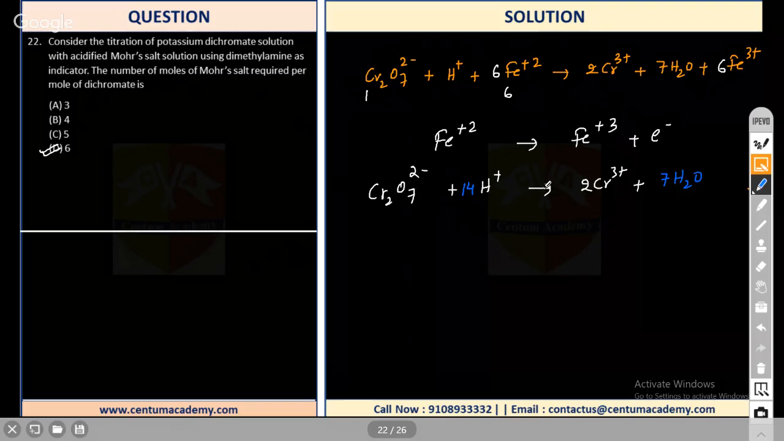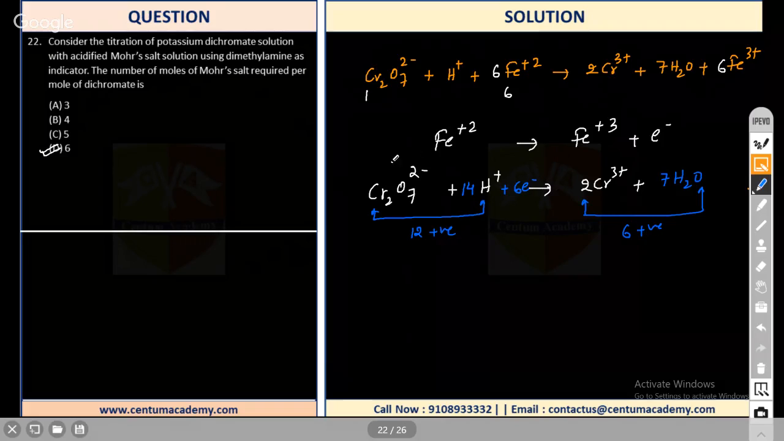Here you see the total charge here is what? 14 plus and 2 minus. So 12 positive charge we have here. And here the total charge is what? 6 positive charge we have. So to balance this charge, we have to add what? 6 electrons here. So 12 plus minus 6 gives you 6.